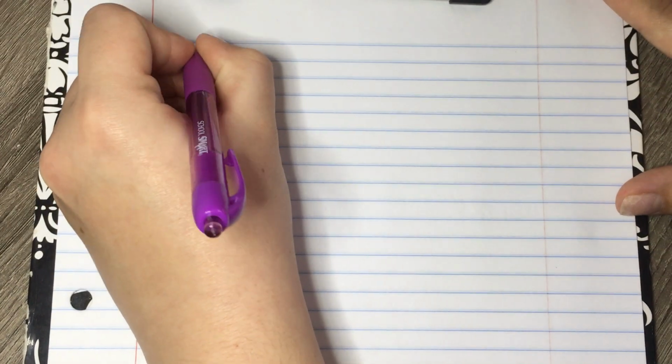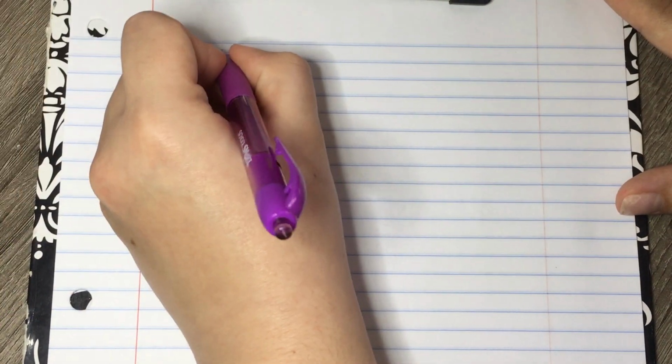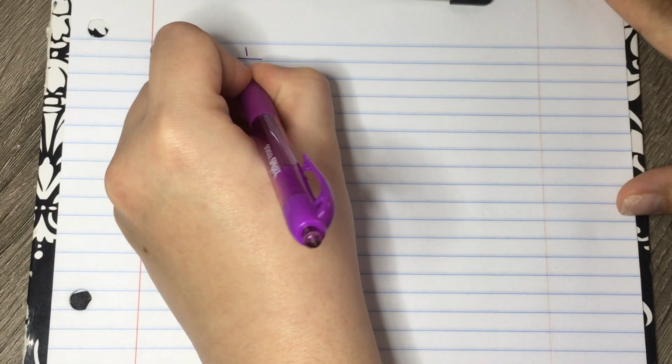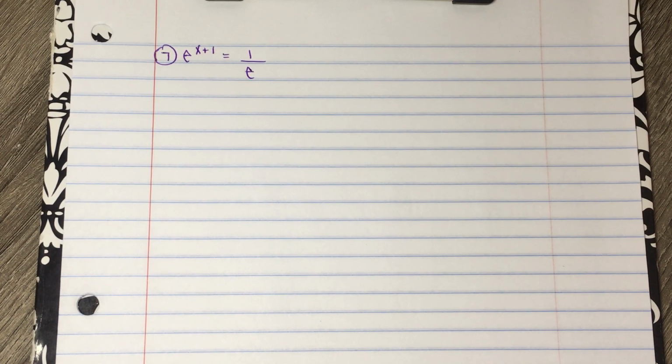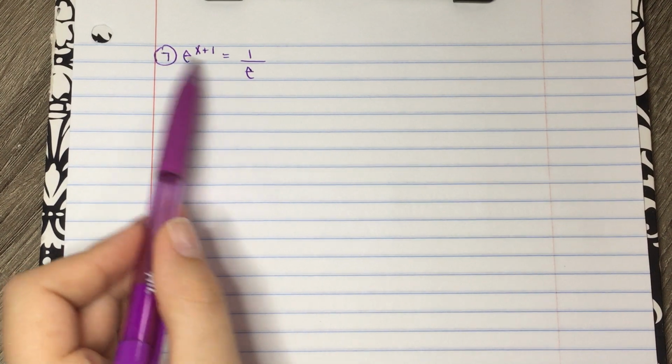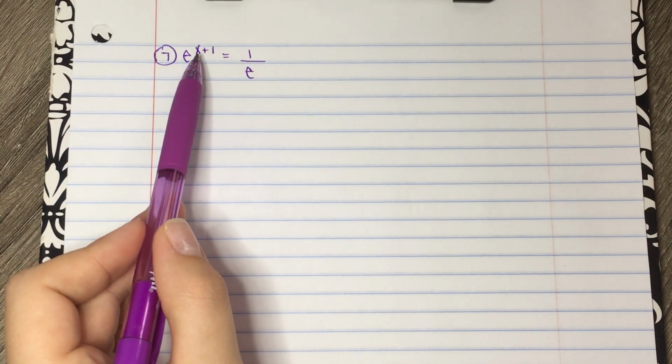Okay, here we are, number 7. Now we have e to the x plus 1 is equal to 1 over e. All right, keep in mind that e is not a variable here. It is an irrational number, just like pi. So this is a number, so the only variable we're solving for is x.